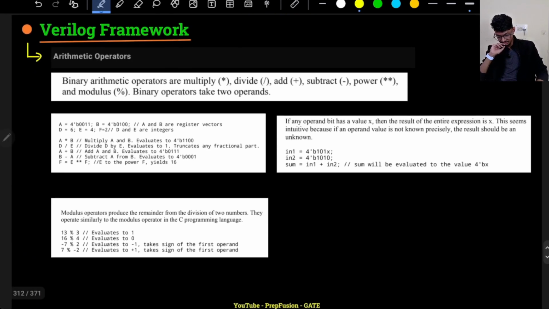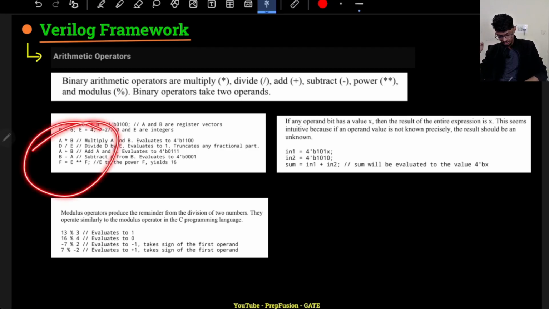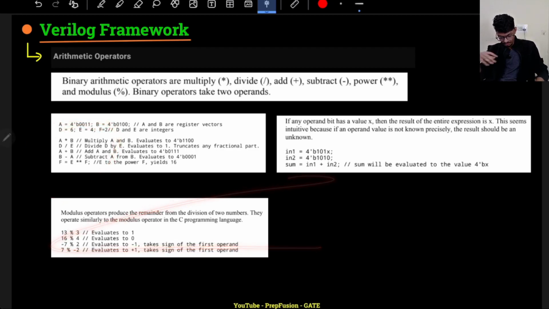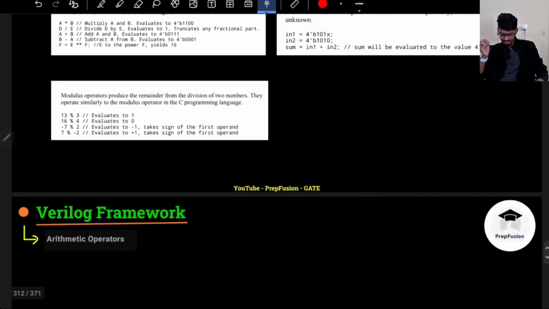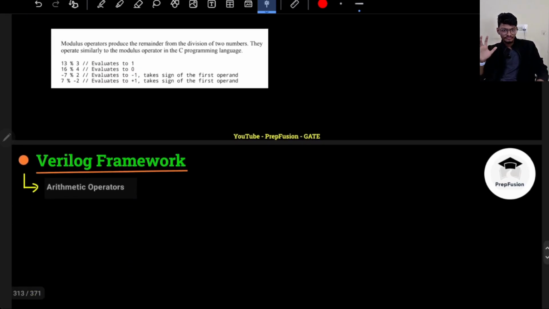Okay, now let's start with the arithmetic operators. Again, arithmetic operators, you know: plus, minus, multiplication, division, modulus, and power. These are the operators. And this you already know. I will not explain modulus. What does modulus do? What does multiplication do? I hope you understand those. Okay. So just a few key points, Verilog specific.